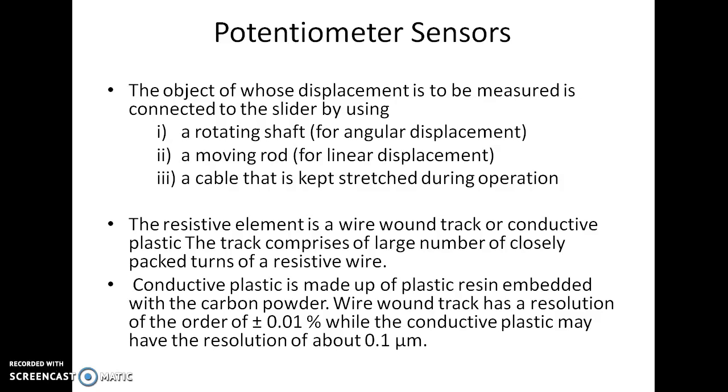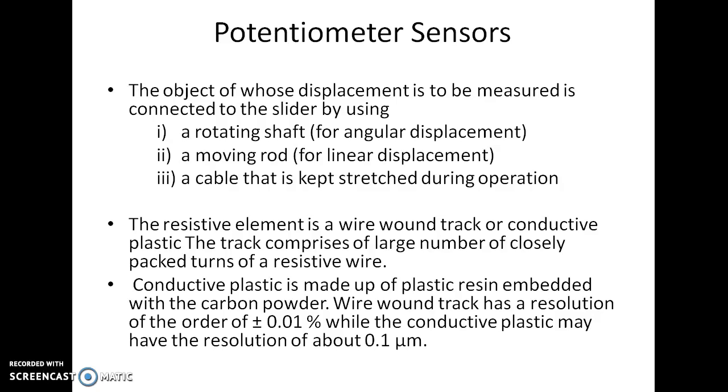The object whose displacement is to be measured is connected to the slider by using a rotary shaft for angular displacement. If we are measuring the angular displacement of the object, then we have to use one rotary shaft. If we are measuring the linear displacement, we have to use one moving rod. And we will use one cable that is kept straight during operation.